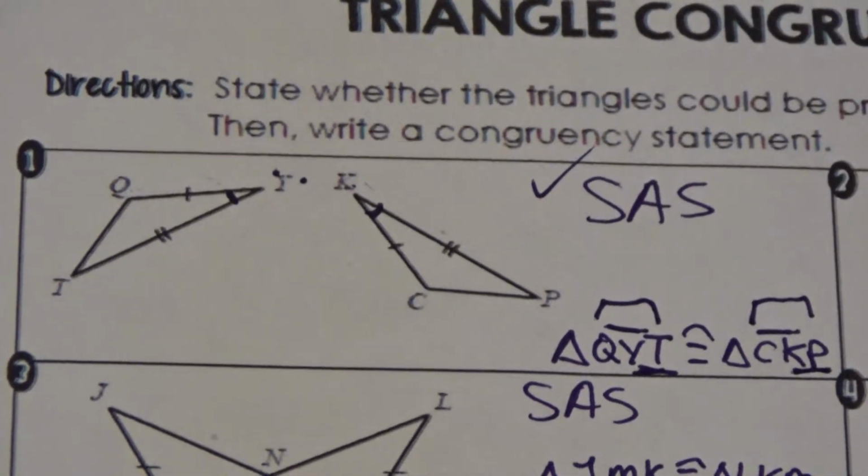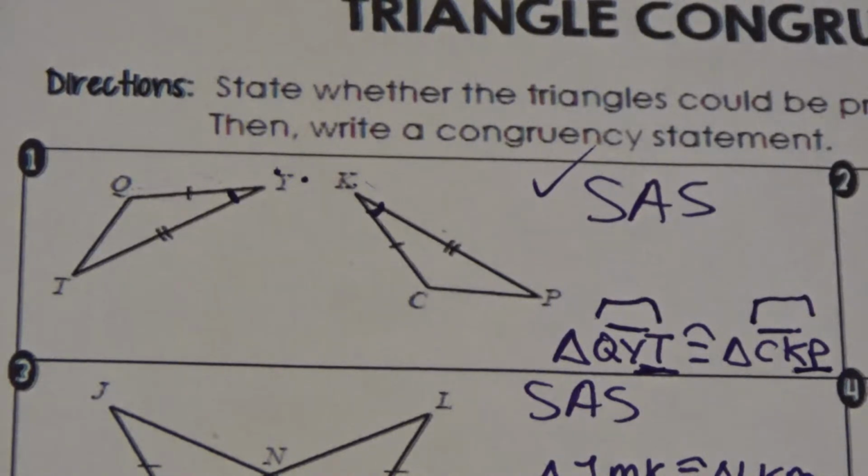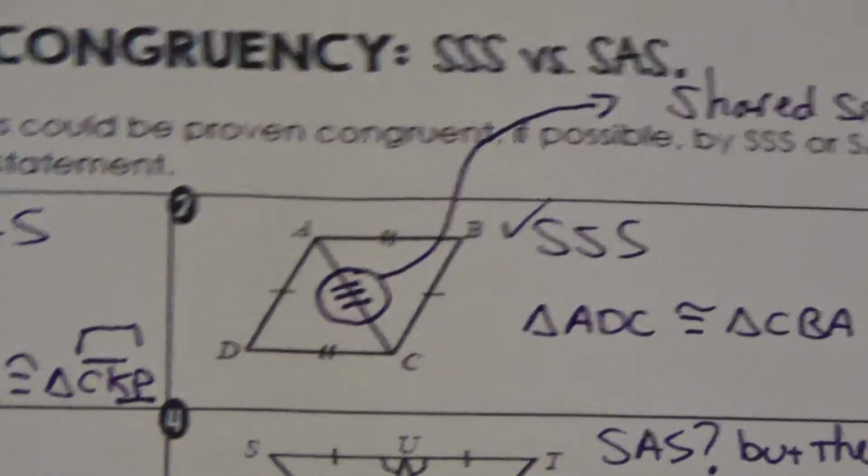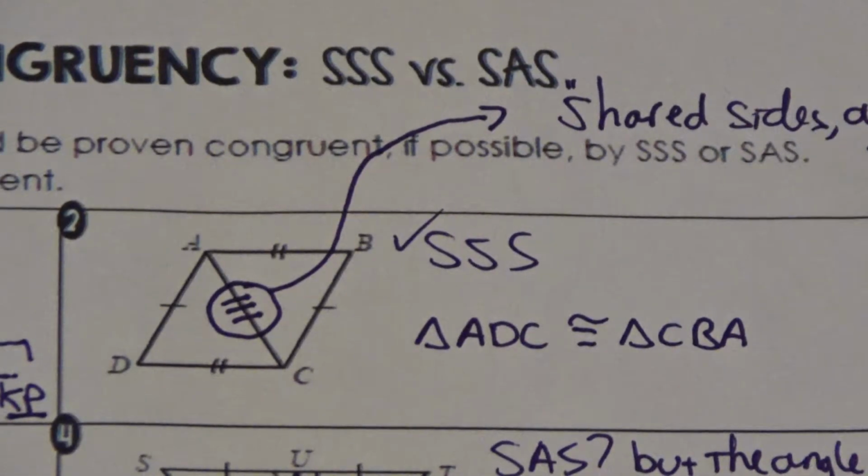So again, this is what we did with similarities as well. Same rules apply with naming the triangles and labeling corresponding parts. That means angles and sides. Alright, example number 2. These two triangles are congruent by side, side, side.